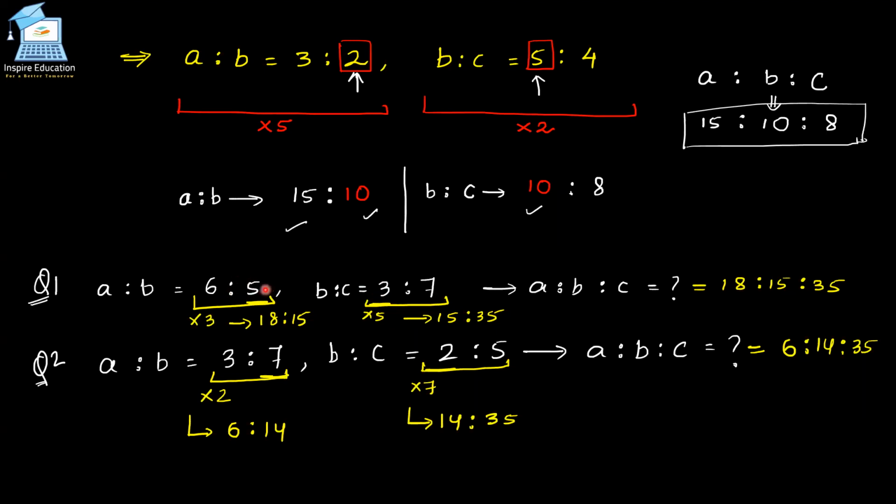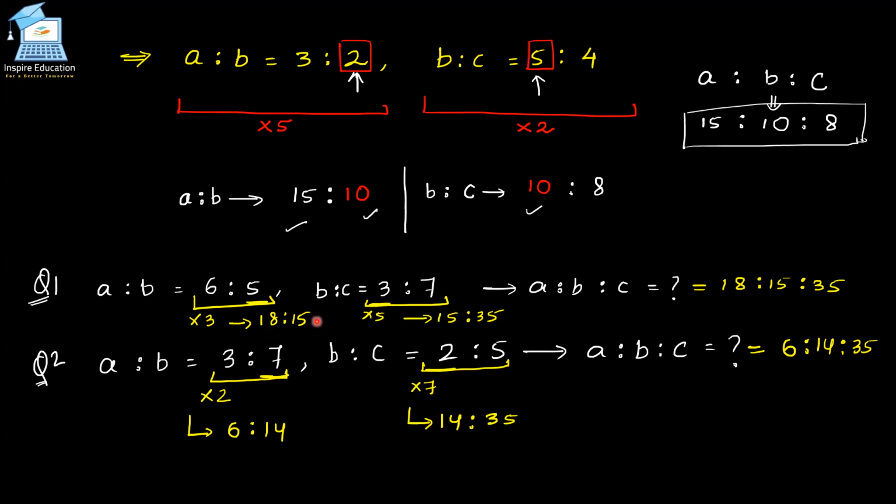Now in the first ratio, the value of B is 5. Now to make it 15, we need to multiply it by 3, isn't it? We will make 5 into 15, and I also have to make 3 into 15. So for making 5 into 15 we need to multiply the whole ratio by 3, so the ratio changes to 18:15. And to make 3 into 15 we need to multiply this ratio by 5, so the ratio becomes 15:35.